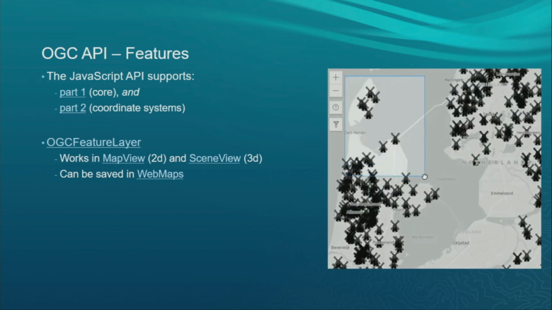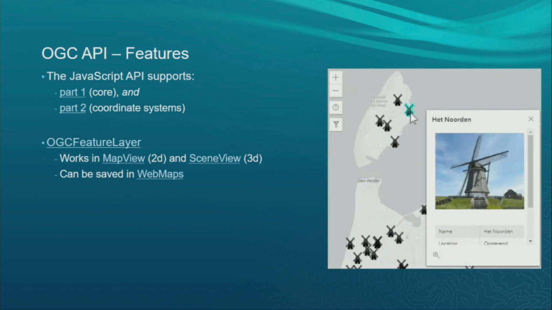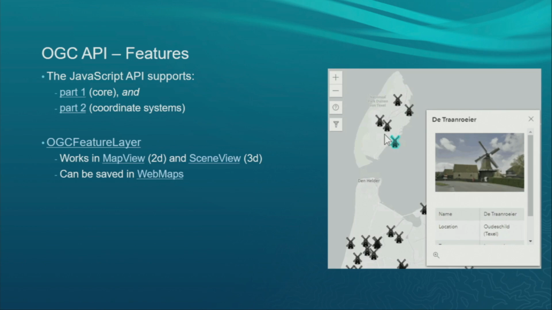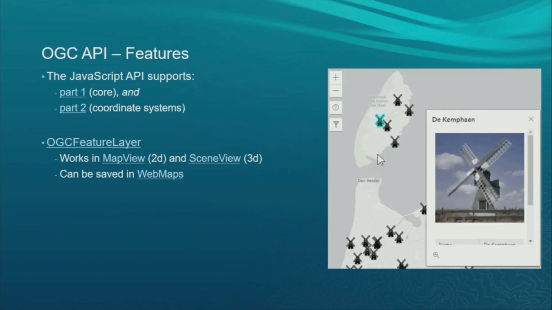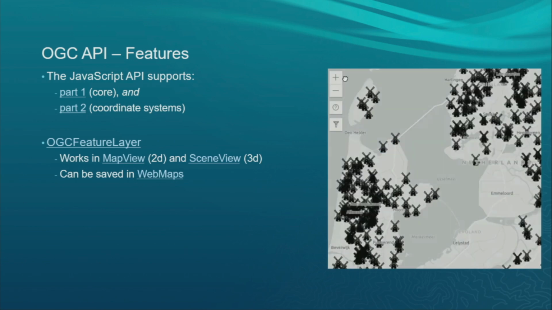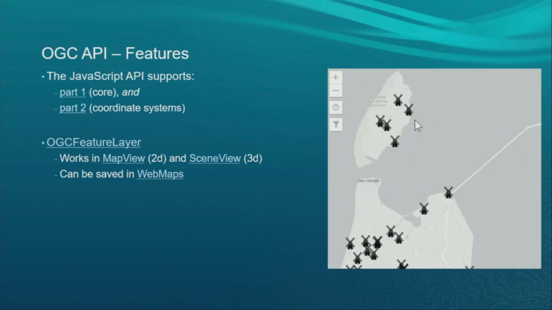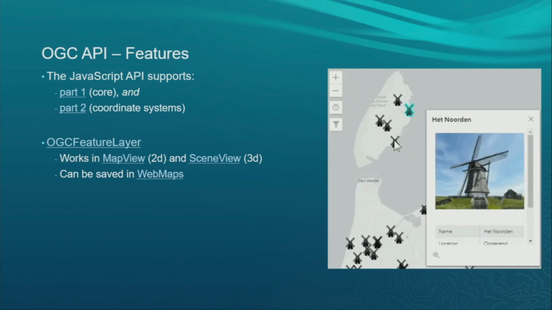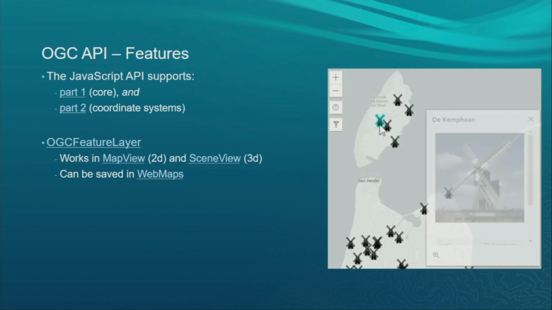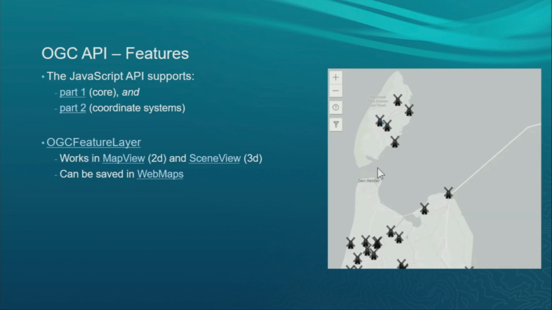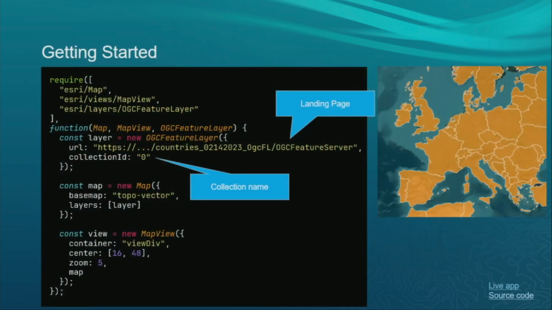OGC features is supported in both 2D and 3D, but more importantly, the OGC feature layer is part of the web map spec. So we can add these layers to web maps, save them to online, and share them with friends and family or colleagues. So I'm going to start with a very basic demonstration of OGC features in a web map, in a map.